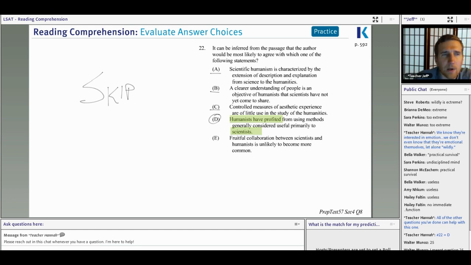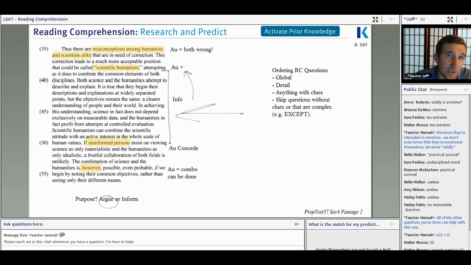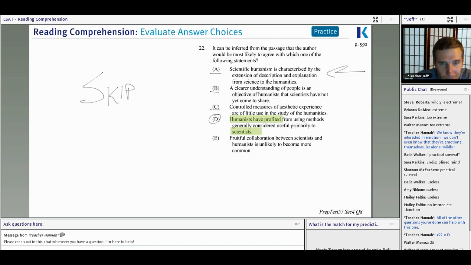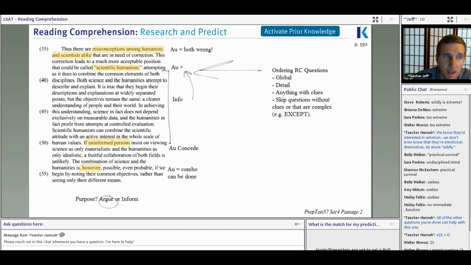I know a lot of you might be wondering, why is A wrong? Well, if you go back to where scientific humanism is, and that's what makes this question tough, you've got to research. Scientific humanism is attempting, as it does, to combine the common elements of both disciplines. So we're supposed to be doing both. But answer choice A just talks about it going in one direction. It talks about it going from science to humanities. It should be doing both of those things. B talks about the clear understanding of people as an objective that they have not yet come to share. However, if you do rereading in this paragraph, you will see that that is something they actually both have.